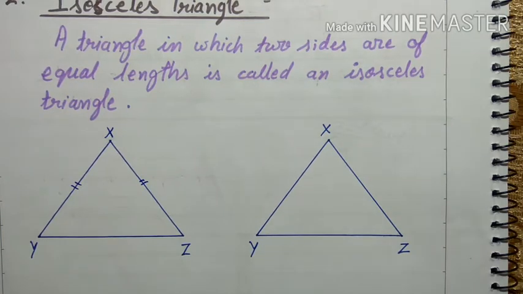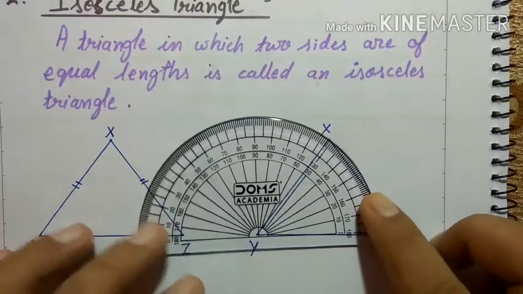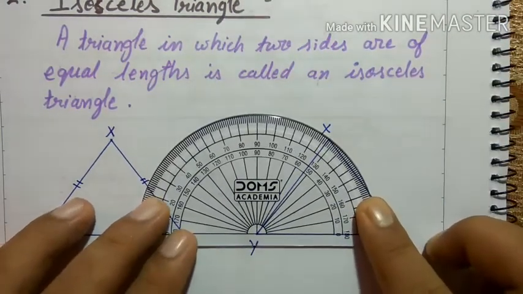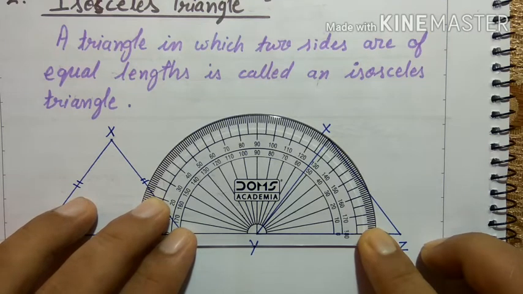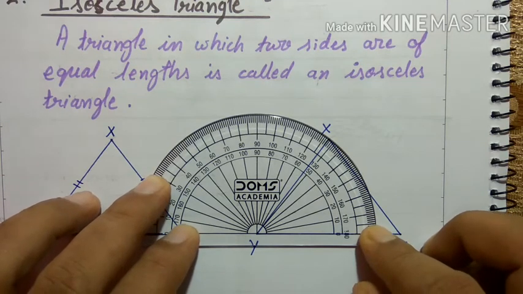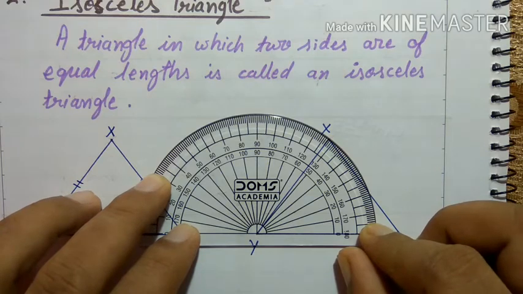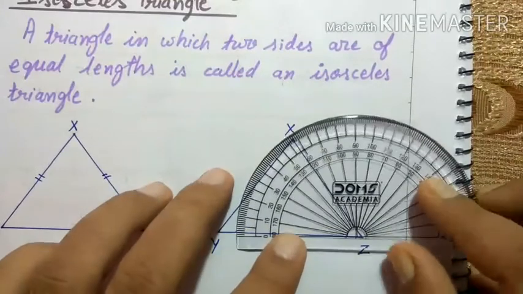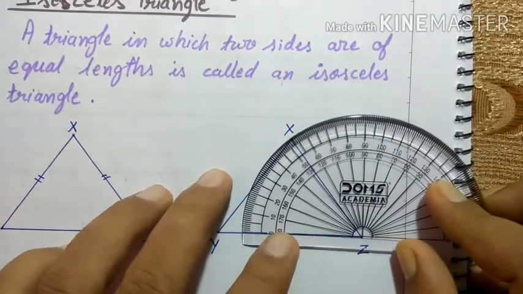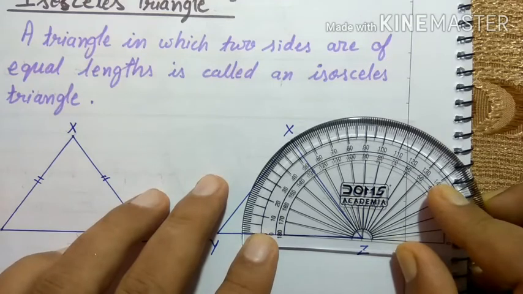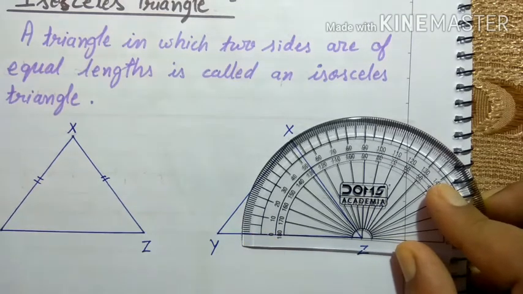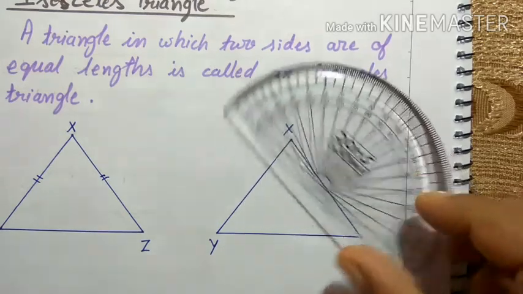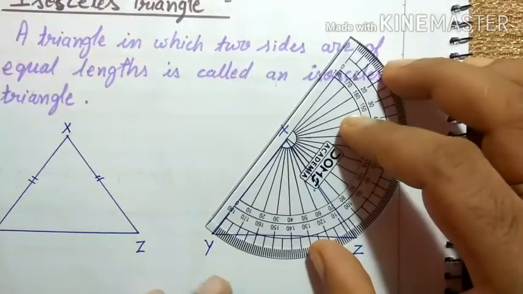Now what about the angles? Check. So here angle Y is about 54, this is 53 degree. Now check angle Z. Yes, angle Z is also about 53 degree. So these two angles are equal. What about angle X?